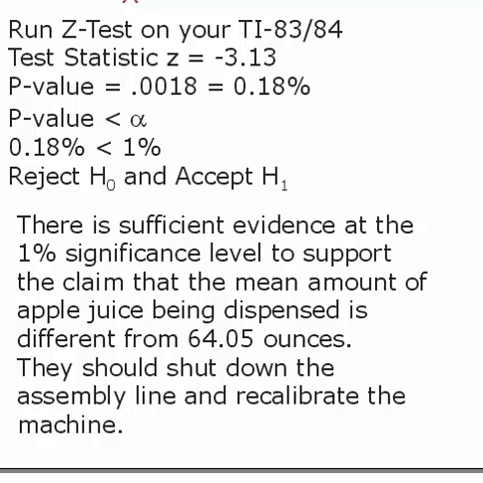There is sufficient evidence at the 1% significance level to support the claim that the mean amount of apple juice being dispensed is different from 64.05 ounces. They should shut down the assembly line and recalibrate the machine. If we are wrong about this, it's a type 1 error. Isn't it nice to know there's only 1% probability of making this type 1 error?